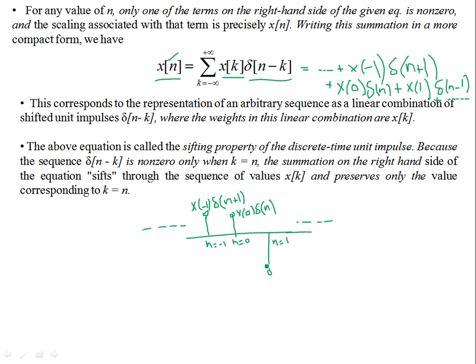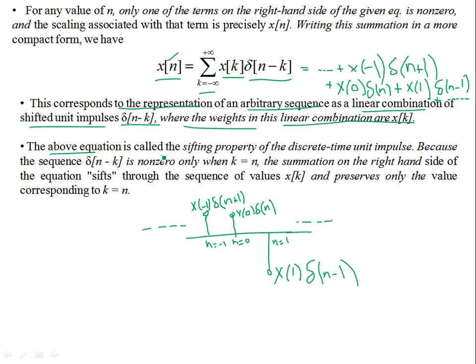So at n equal to 1, this has a weight of x of 1, which could be positive or negative, but this is a unit sample having a weight of x1, multiplied by delta n minus 1. So any discrete time sequence can be expanded in terms of delta functions. This corresponds to the representation of an arbitrary sequence as a linear combination of shifted unit impulses delta n minus k, where the weights in this linear combination are x of k. The weights x of k are precisely the samples of x of n: x0, x1, x2, or x minus 1, x minus 2, etc. Here k is varying from minus infinity to plus infinity in general. It could be an infinite sequence.